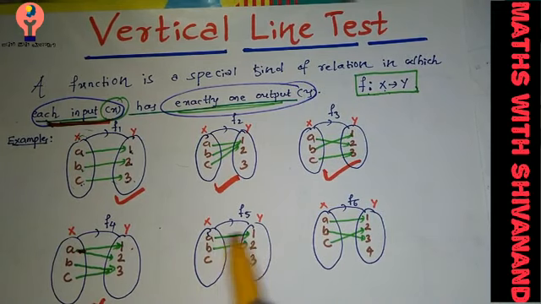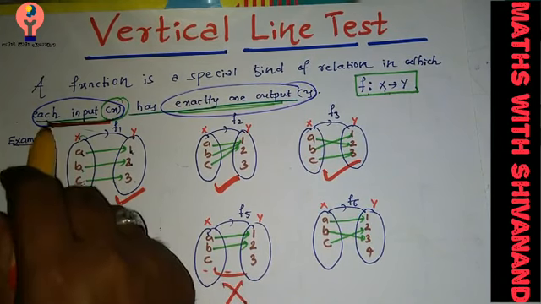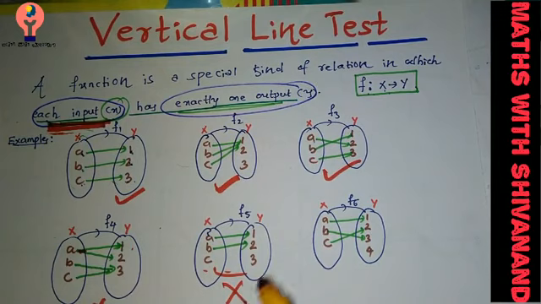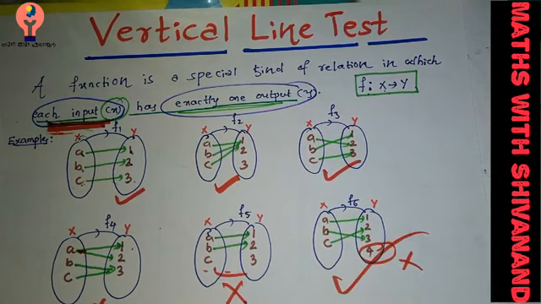Function number 5: A has output 1, B has 2, but C is an input that does not have any image. Because of that, this is not a function, since every input should have a unique output. Function number 6: A goes to 1, B goes to 3 and C goes to 2. Though there may be some elements left over in the set Y, don't bother about that. This is definitely a function.